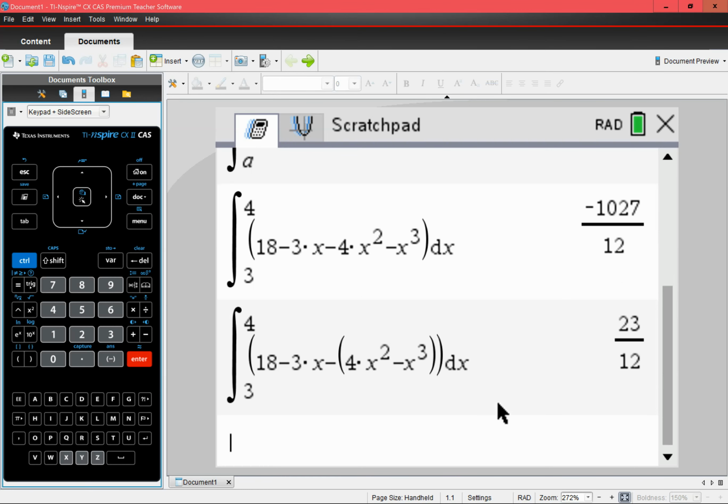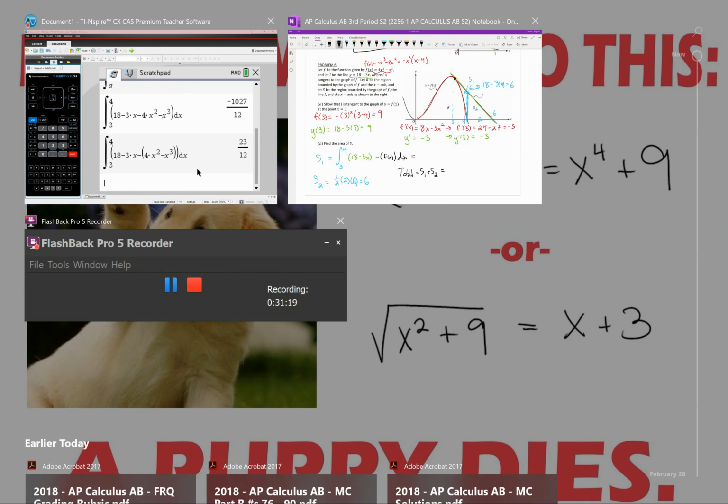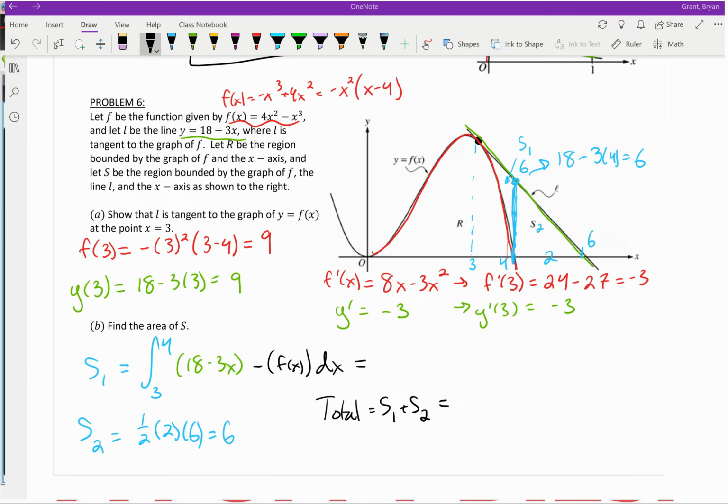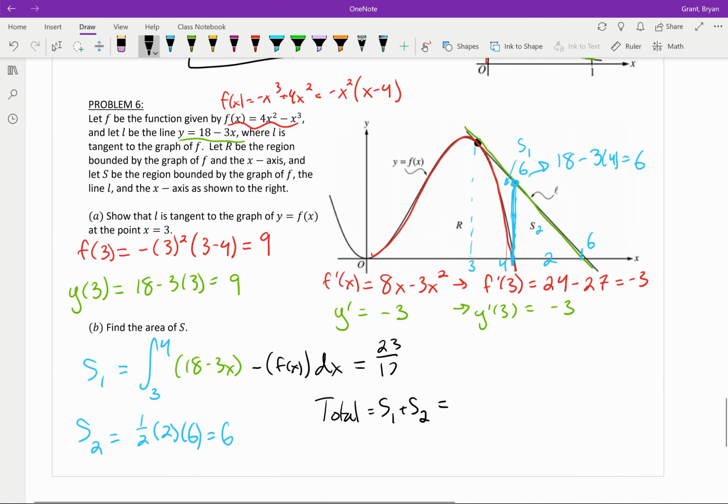And there is my 23 over 12, 23 twelfths. So 23 over 12, and then we can get our final answer. 23 over 12 plus 6. You can simplify if you want or not, but either way, be careful with those parentheses. We need to distribute the negative to everything. So hopefully this was helpful.